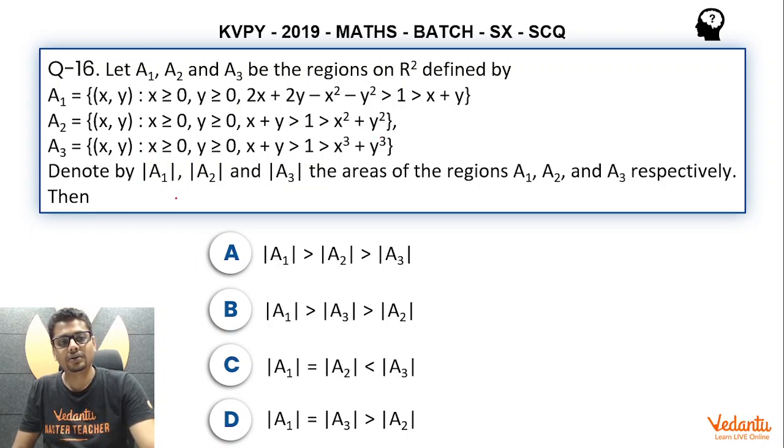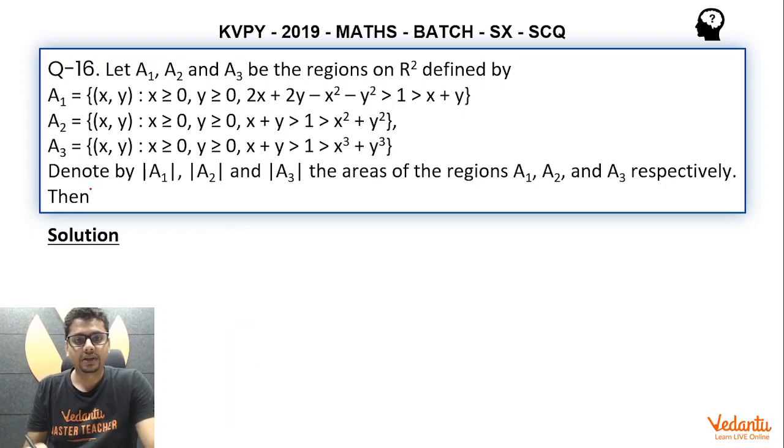Denote by mod A1, mod A2, mod A3 the areas of regions A1, A2 and A3 respectively. And we are supposed to compare the values mod A1, mod A2, mod A3. Basically, we are supposed to compare the areas of these respective regions defined by A1, A2, A3.